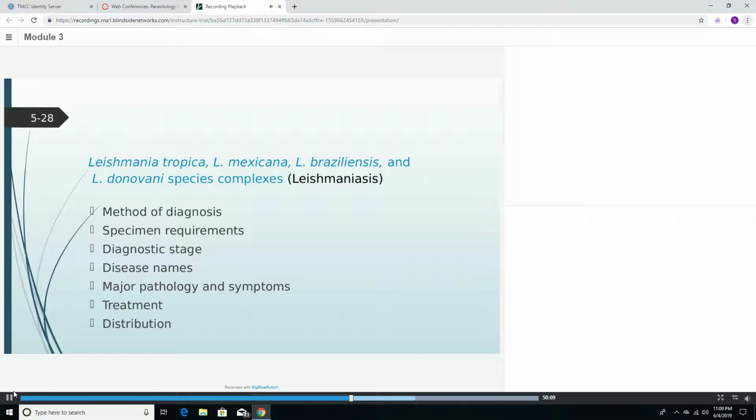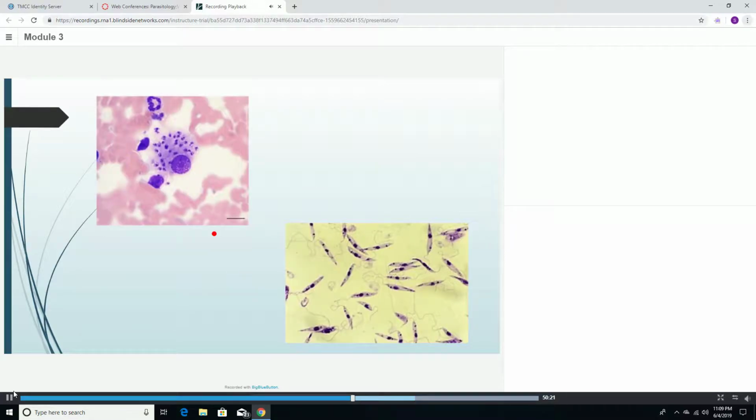We could do skin tests to detect this organism, but the primary diagnostic phase is the amastigote. And these amastigotes are going to multiply in the tissue macrophages. So that's what we're going to see here. You see those amastigotes multiplying in a macrophage. That's mainly what we're going to be looking for. The other stage is the promastigote, but we're mostly going to be looking for the amastigote in the macrophages.